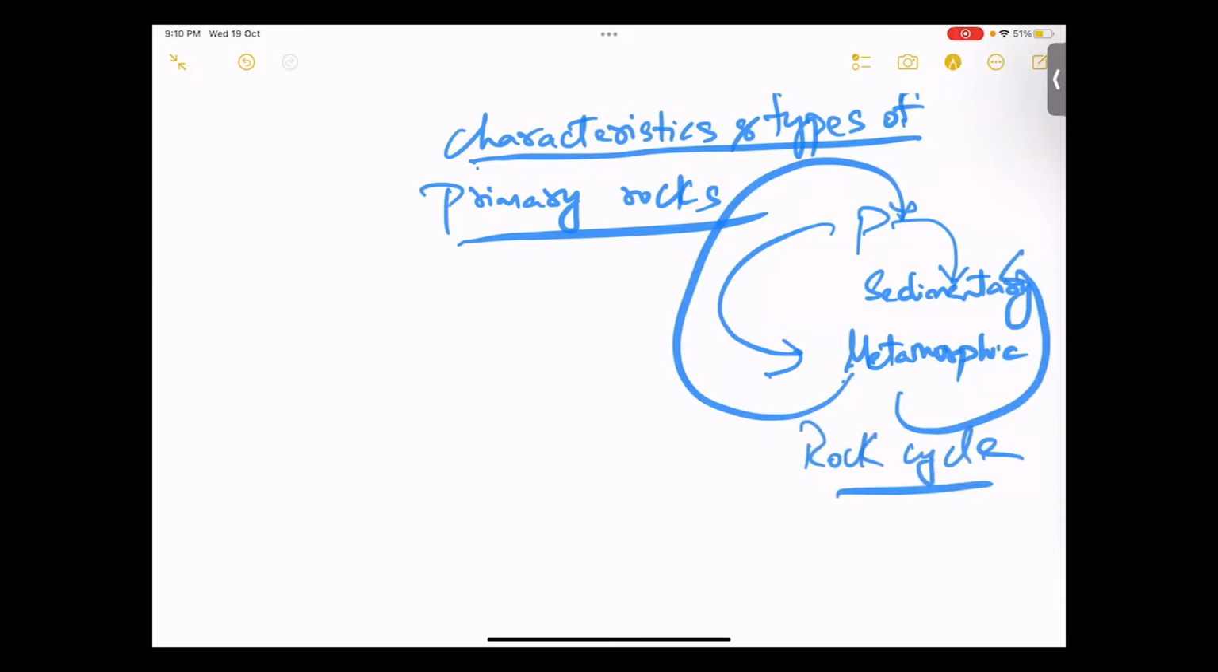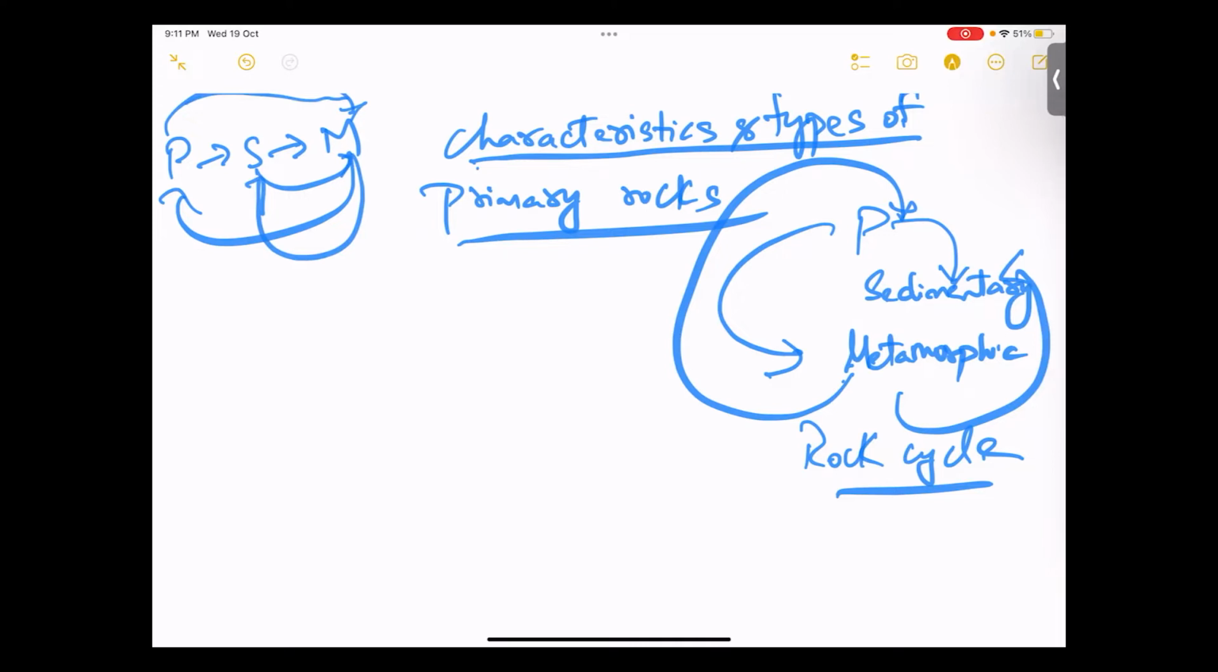Very important in geography. This particular diagram is called the rock cycle. Due to extreme heat, pressure and temperature, any of the forms can change into any of the forms. This is important as far as the objective paper is concerned. What many aspirants think is that it is a linear stage, primary to secondary to metamorphic. No. This can directly happen, or this can happen, or this can also happen. So please make a note of it.